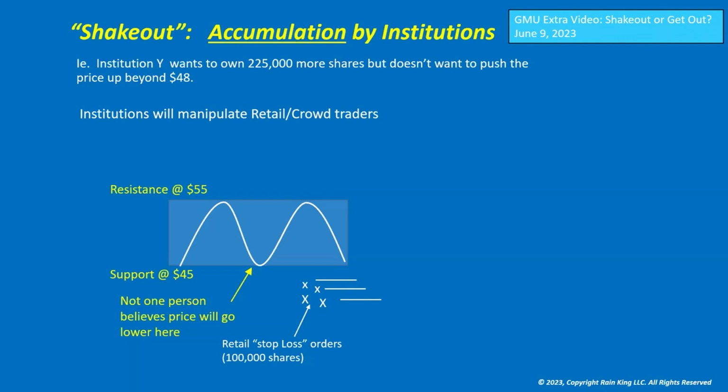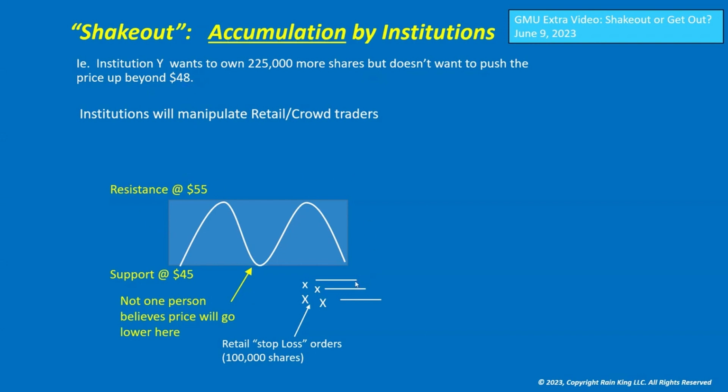What a shakeout really is: accumulation done by the institutions. As an example to demonstrate this, if we have an institution Y and they want to own 225,000 shares of a stock, but they don't want to push the price up too high beyond, in this case, $48. So how does an institution do that?